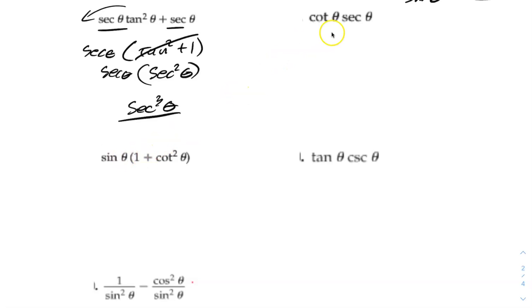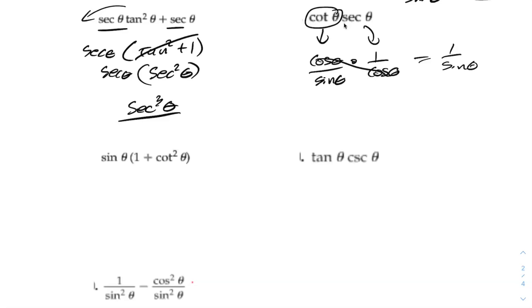Next one, cotan times secant. Remember, if it's not sine cosine, I change it. So cotan, we're going to change that to cosine over sine. The more you do it, the easier these get to memorize. Secant becomes 1 over cosine. Cosines cancel out, and I just get 1 over sine. That's pretty good. Go a little bit better though. That's saying cosecant.